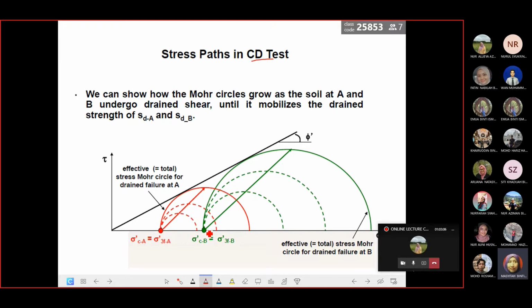The only difference is the increments, the increase of the vertical stress. From this point, it increases again at the second stress, until finally it touches the Mohr-Circle failure envelope. If we represent it using the Mohr-Circle, it will mobilize until it fails.